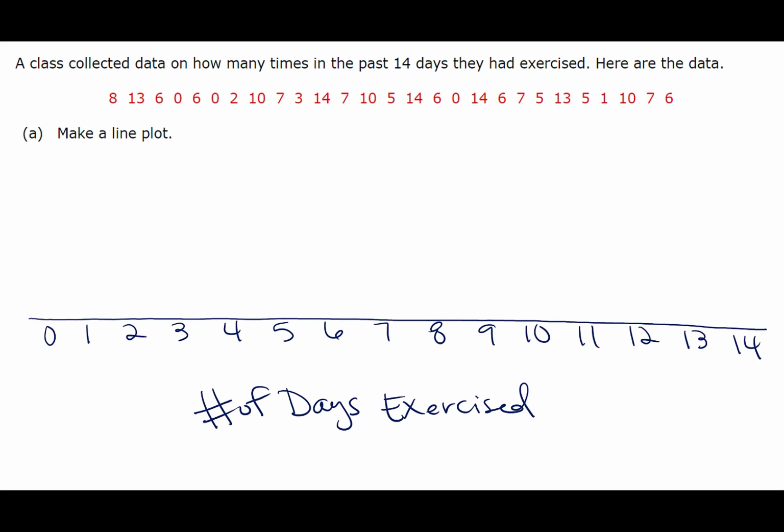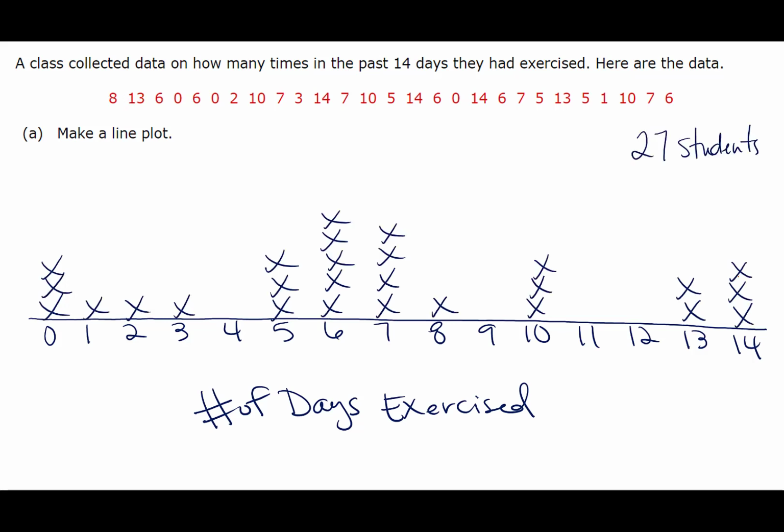So here goes. The first data point is 8. So I'll put an X right at 8. Next one is 13. Next one is 6. 0, and then now I'm coming back to do another 6, so it will go directly above the other X I had. Now I'm at 0 again. Go ahead and pause the video and finish this line plot, and I'll do the same.